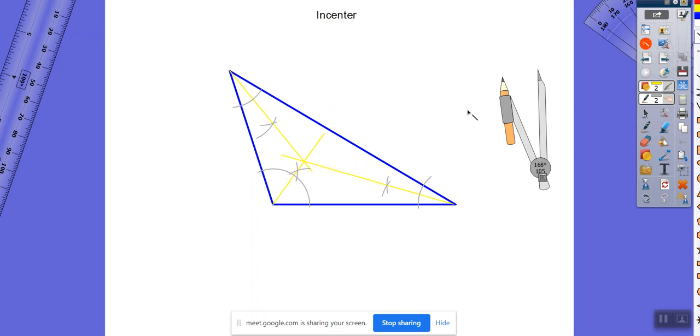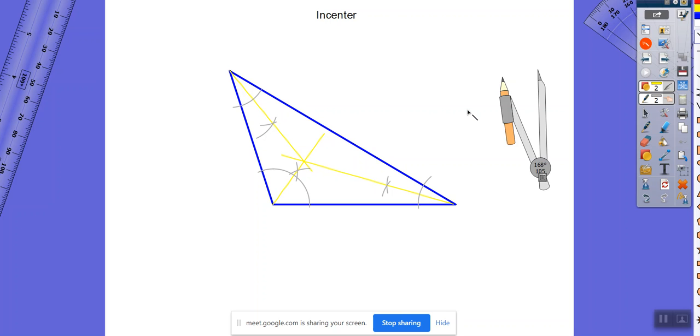And I'll wait a second until you're done, and then we'll talk about some cool properties of the incenter. No compass. Incenter is not one of the definition PDs. Is it supposed to be? Yeah, we're definitely talking incenter today.